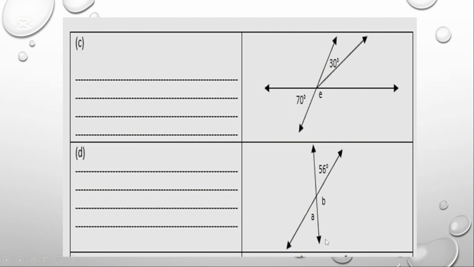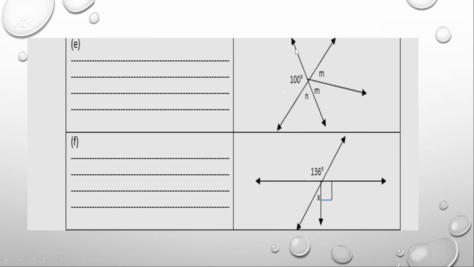These two lines intersect. So you start by deciding which angles are equal, which are the vertically opposite angles. And you can see A is vertically opposite 56 degrees and B next to 56 or next to A. So A plus B is 180 degrees, or 56 plus B is 180 degrees. You can work it out.